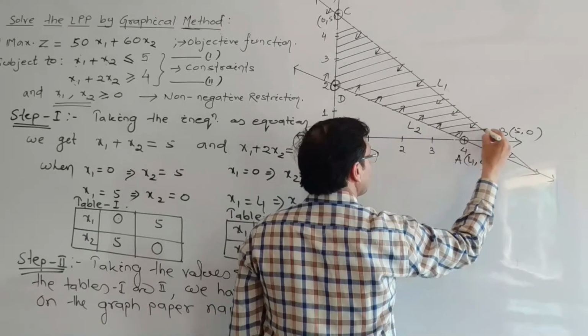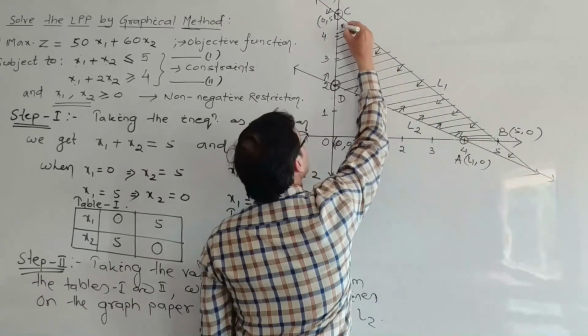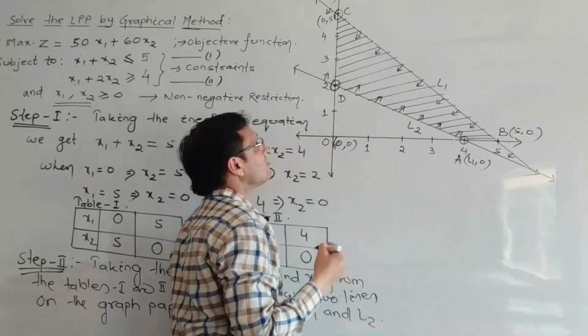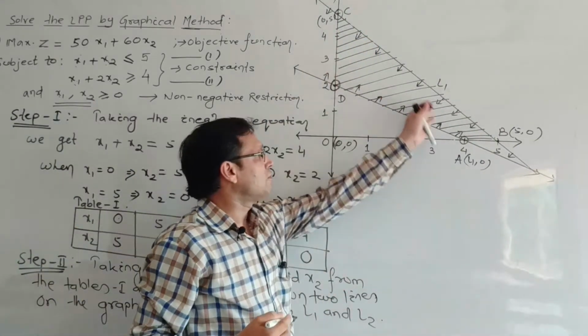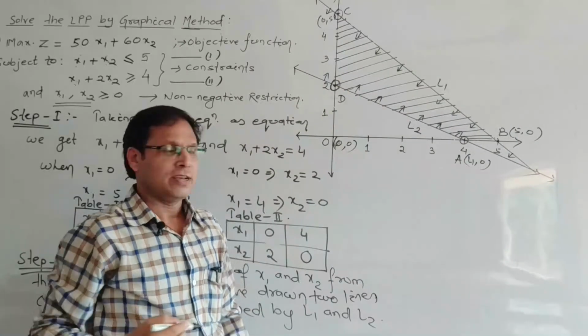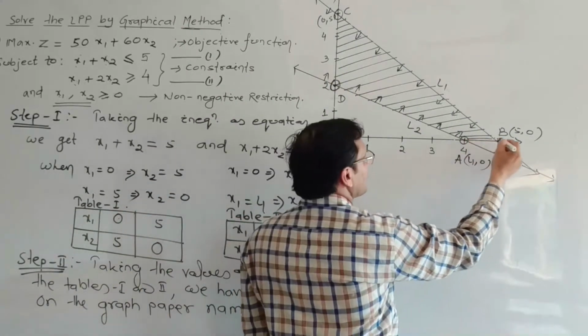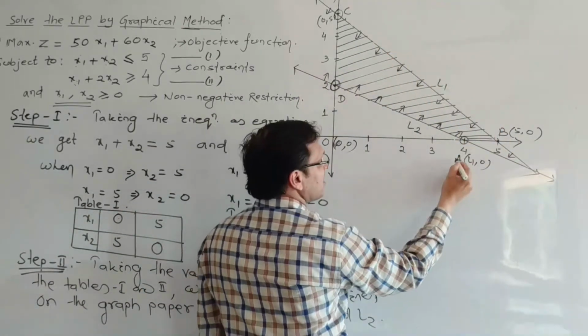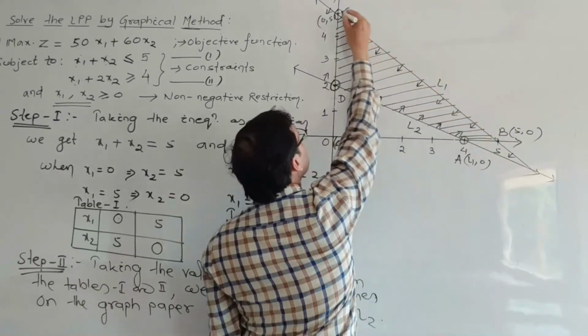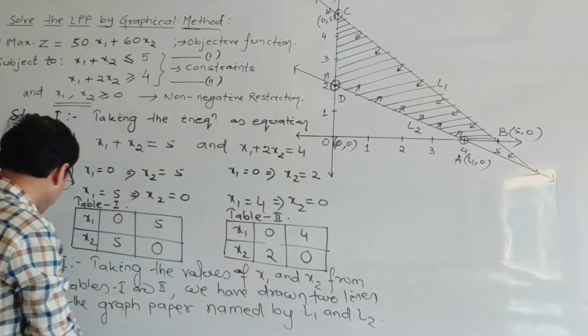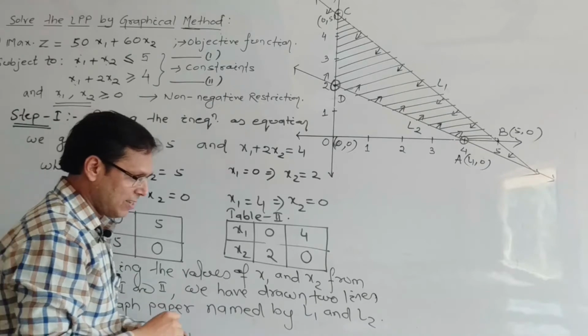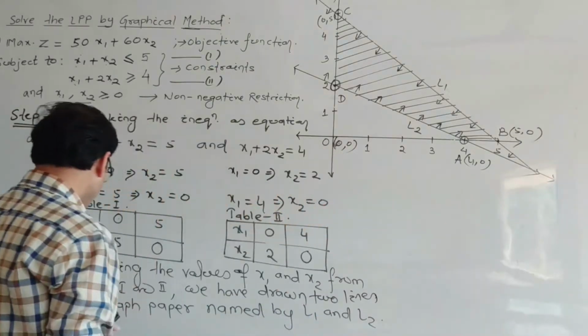This region is the feasible region or solution region of the given LPP. We have shaded it here on the graph paper. You have to shade here. Okay, this shaded portion is the solution region. Now, what is the name of the solution region or feasible region? That is named A, B, C, D. So you should mention here step 2, which we have already written.